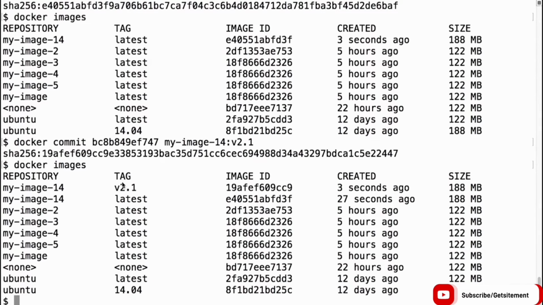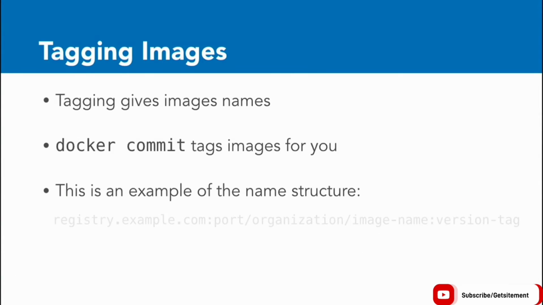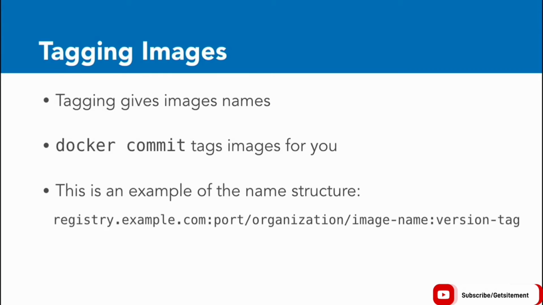Alright, so the full structure of this name is the registry or server that you get this image from, the port number on that server, your organization name, the image name, and then a version tag.